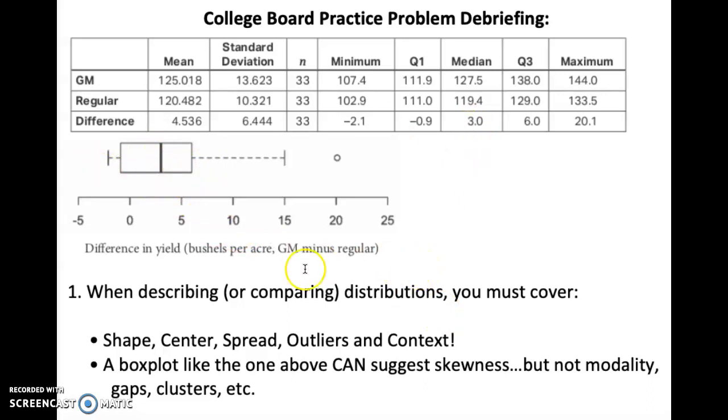And you might want to remember too that because a skewed right distribution is seemingly suggested here, we probably should stay away from the mean and the standard deviation. Those are more for at least symmetric or kind of normal-like distributions.